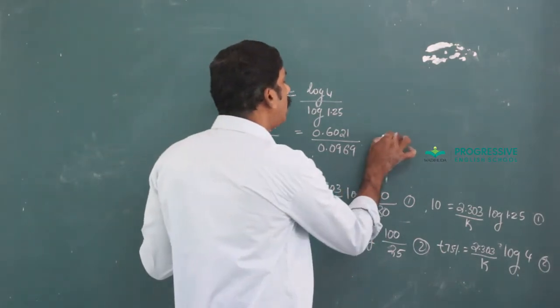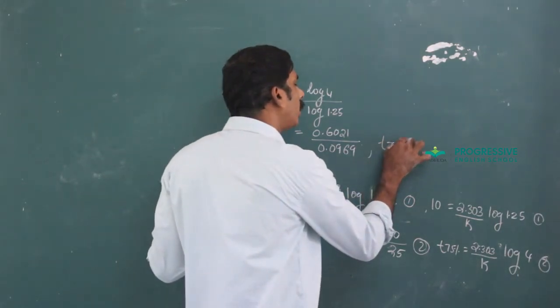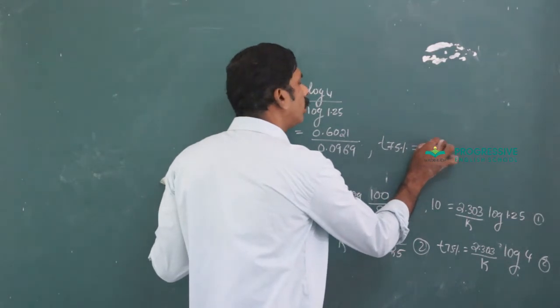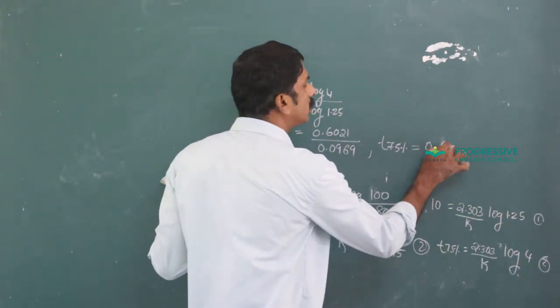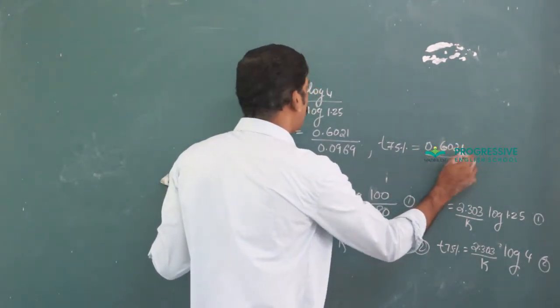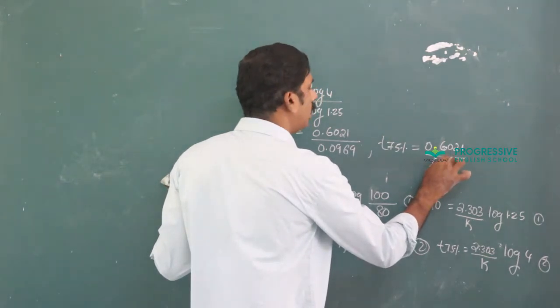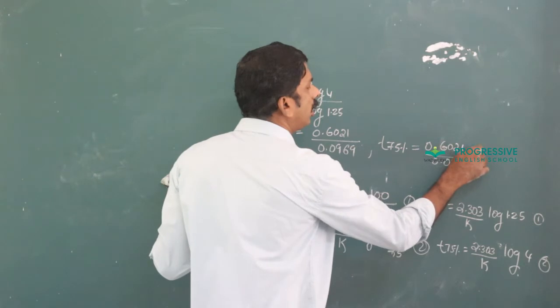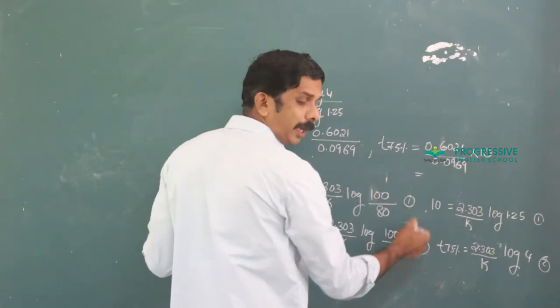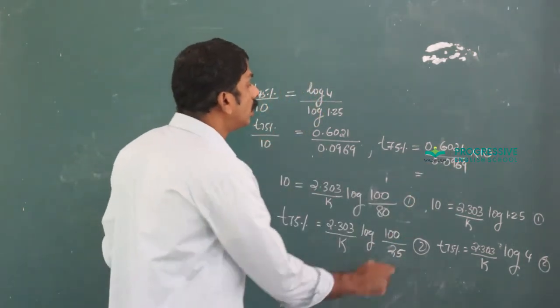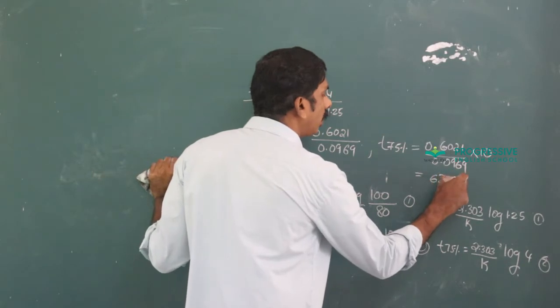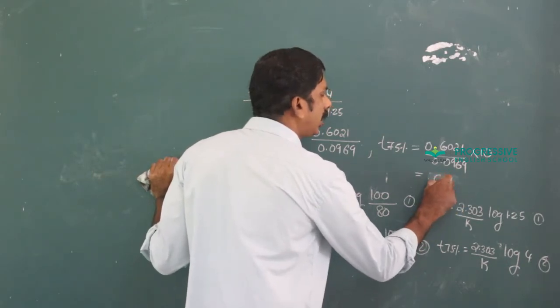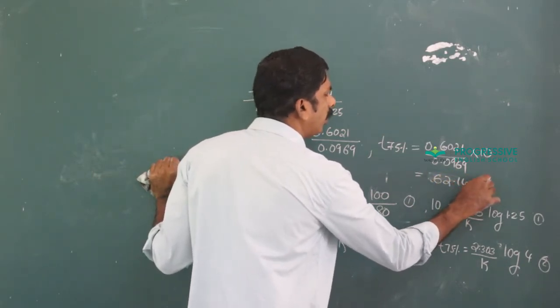So T 75% equal to 0.6021 divided by 0.0969 into 10, and that value is equal to 62.14 minutes.